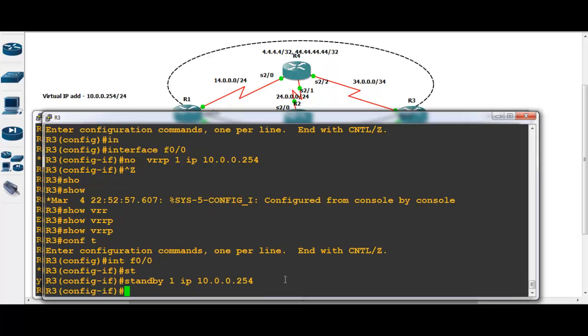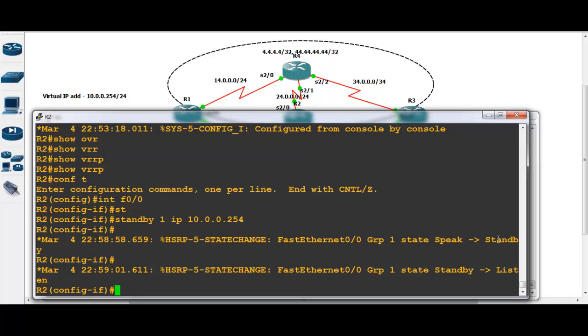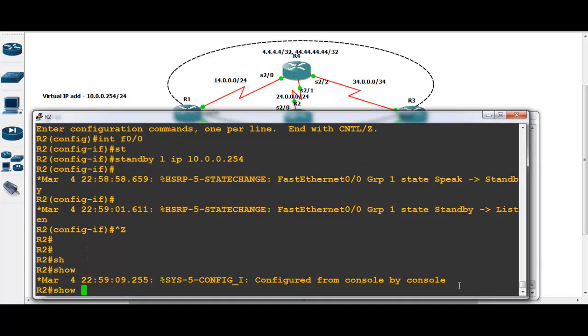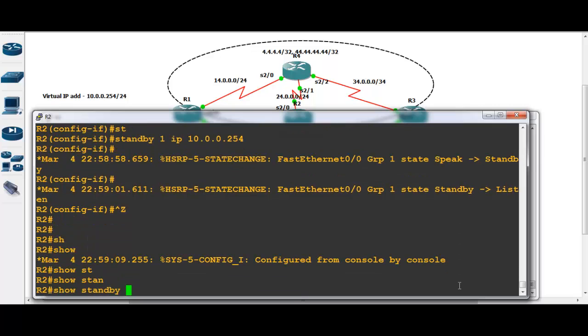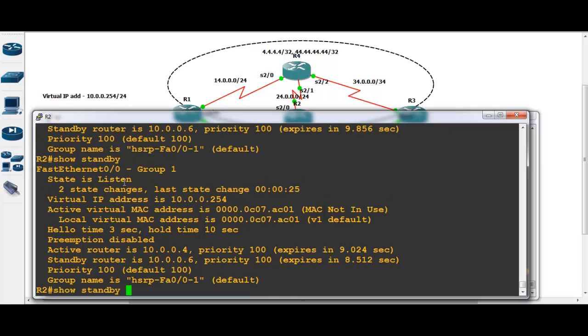Alright, so now what happens is this one has gone to standby listening. Okay, now R2 has gone. Let's see, show standby. This is in a listening state. There are chances for R3. No, anyway, they are going to be standby only, because R1 has already taken the role of active. These two should go only as standby. It's in a listening state.